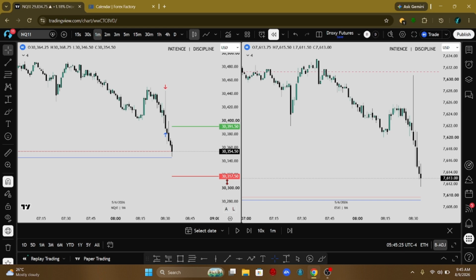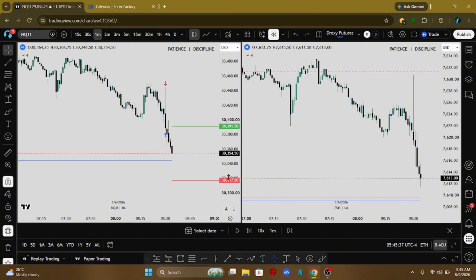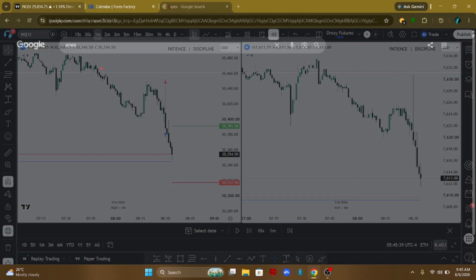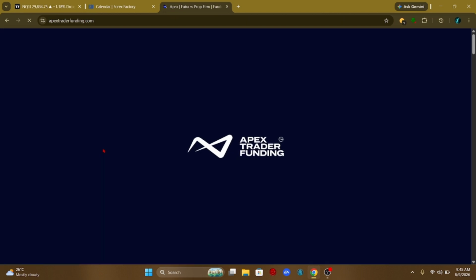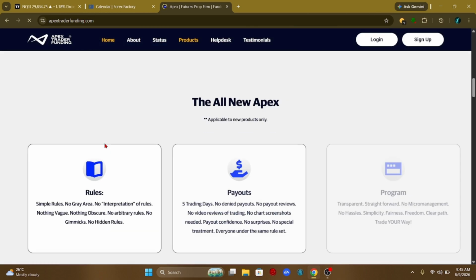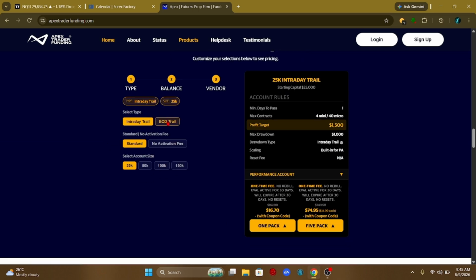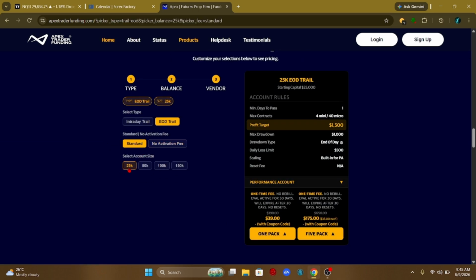This is how you can pass evals in 1 day, because Apex actually allows that. You can pass evals in 1 day using an Apex account, and 25k accounts are the smallest accounts they have there. So you can go here, then end of day 25k accounts. Yes, 25k accounts are the smallest accounts you can find here.